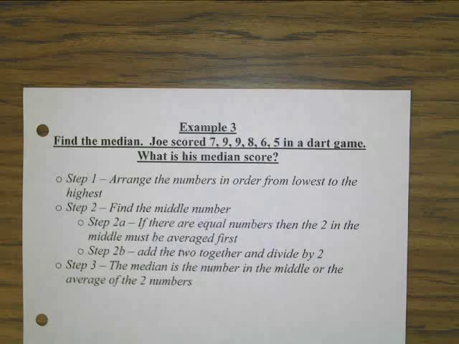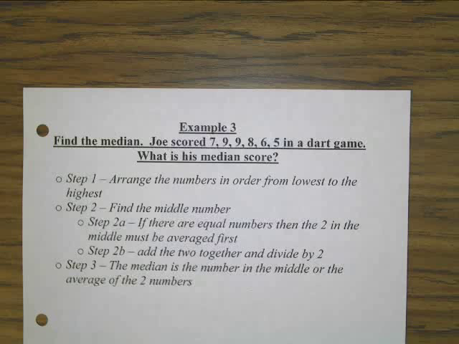So step 1 to find the median is to arrange the numbers in order from lowest to highest. Step 2 is to pick the middle number, the one that falls in the middle of the list. There's a catch here because if you have an odd amount of numbers, so you have 5 or 3 or 7, you just get to pick the one that falls in the middle and you're done. Then you do step 3 and write the middle number down and say that's my median.